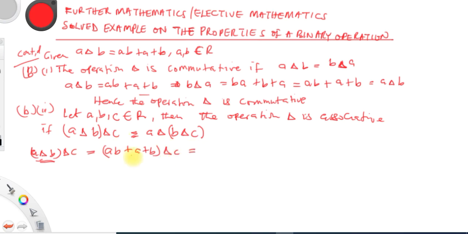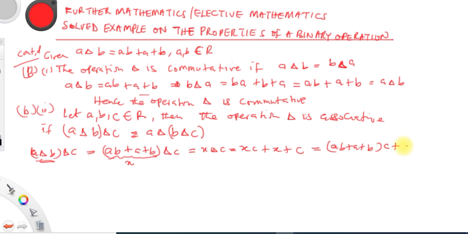Now you see the whole of this. You are taking the whole of this. If this one, let's say, was X, then it becomes X triangle C. So this is the same as X triangle C, which is equal to XC plus X plus C. What is X? X is the whole thing. So X is AB plus A plus B, multiplying the C.